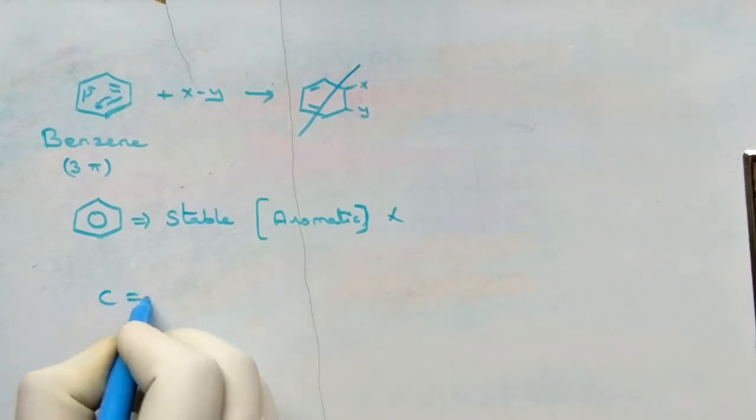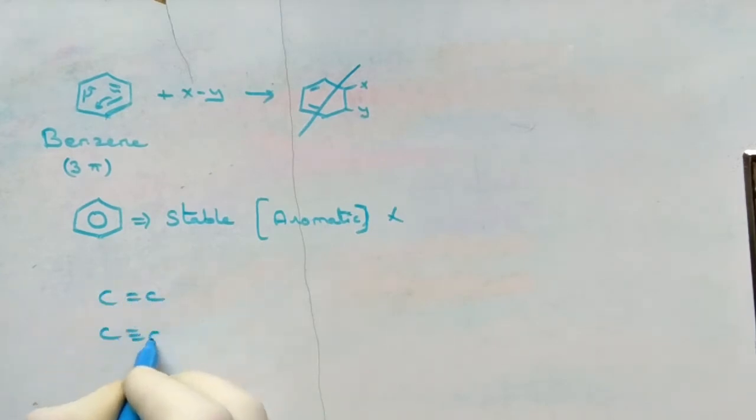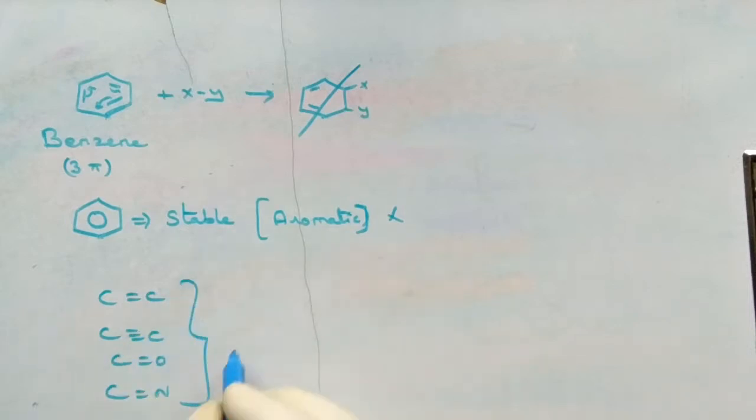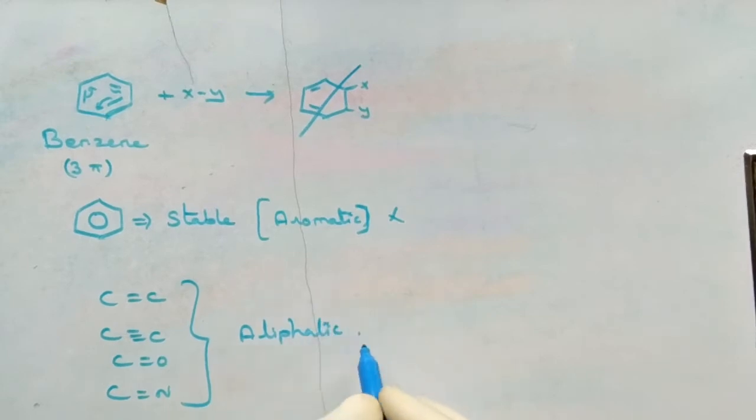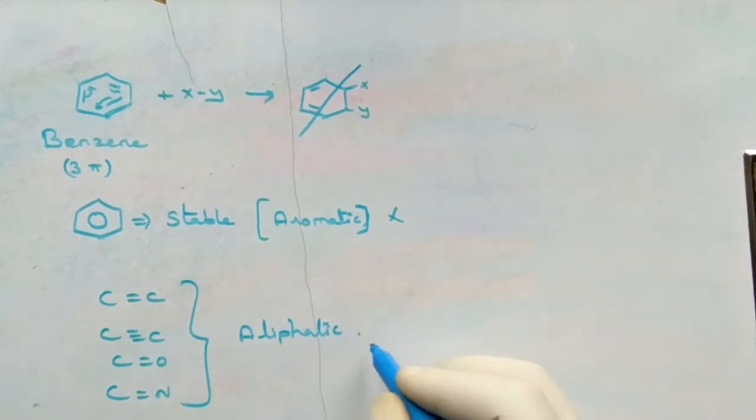Compounds, for example, alkenes C double bond C, alkynes C triple bond C, carbonyl compounds and cyanides, these compounds are called as aliphatic compounds, and aliphatic compounds will undergo addition reactions like this.